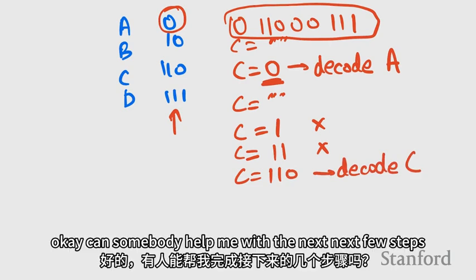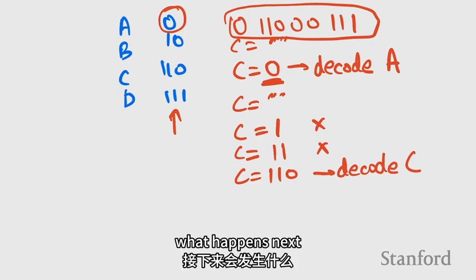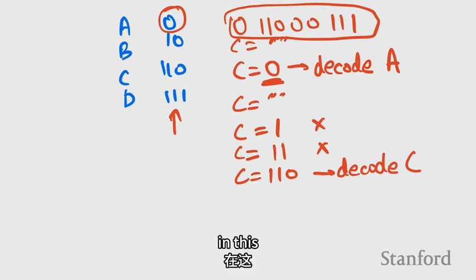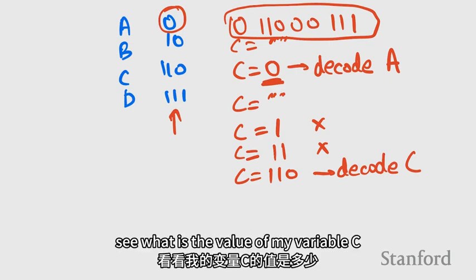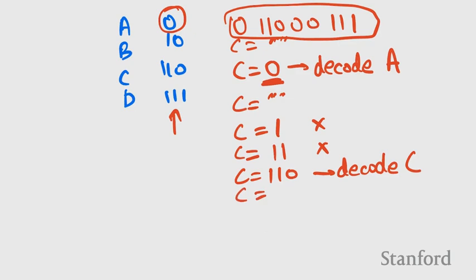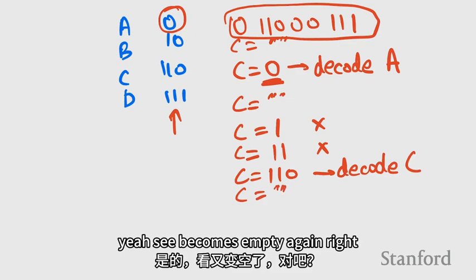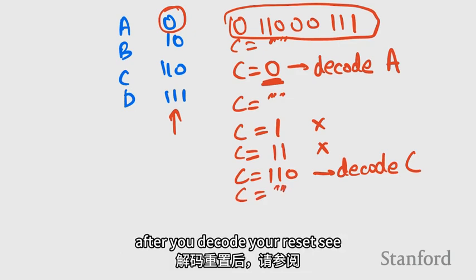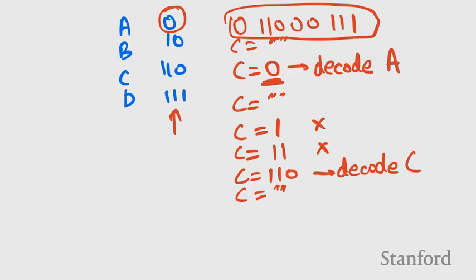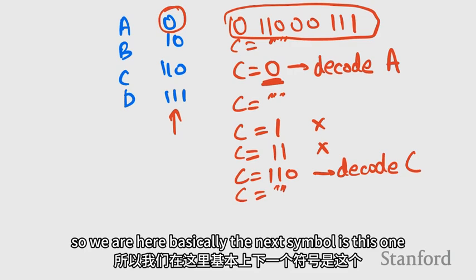Okay, can somebody help me with the next few steps? What happens next in this? So after I decode C, what is the value of my variable C? Yeah, C becomes empty again. Right, after you decode, you reset C. Okay, next step. So we are here basically. Next symbol is this one.